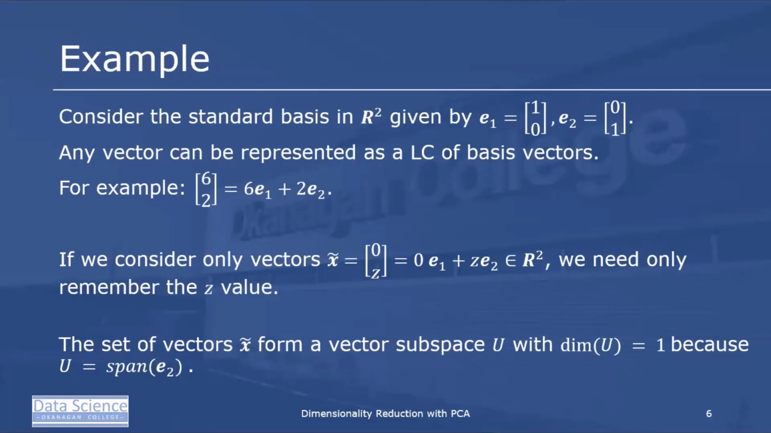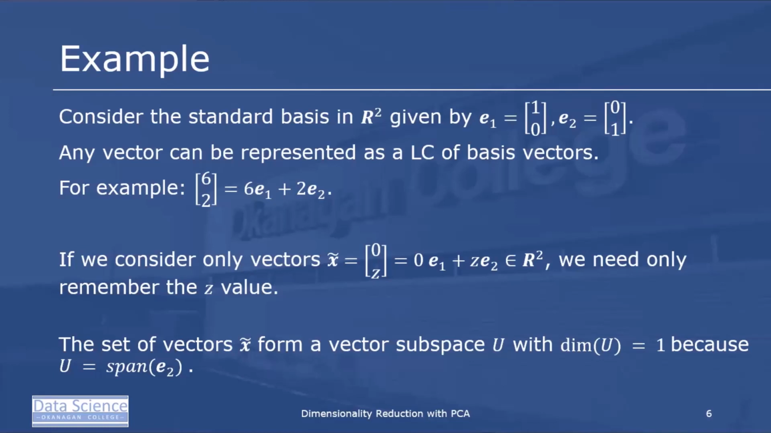Consider R2 with the canonical basis e1 equal to (1, 0) and e2 equal to (0, 1). We know that any x in R2 can be represented as a linear combination of these basis vectors. For example, the vector (6, 2) can be represented as 6e1 plus 2e2. However, when we consider vectors of the form x̃ equals (0, z), those can also be represented in the form 0 times e1 plus z times e2.